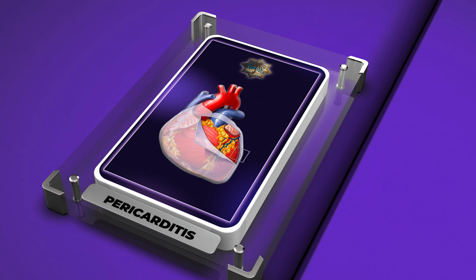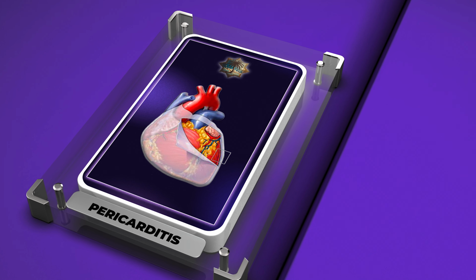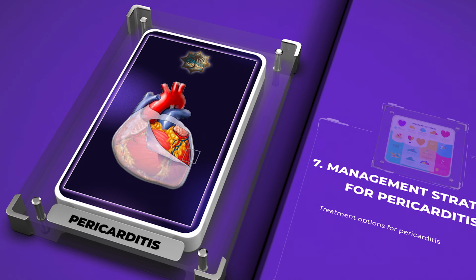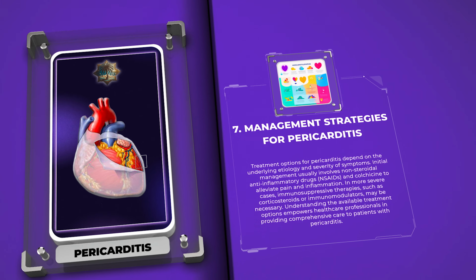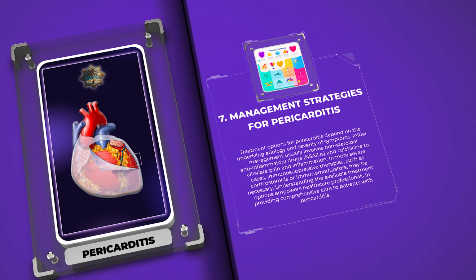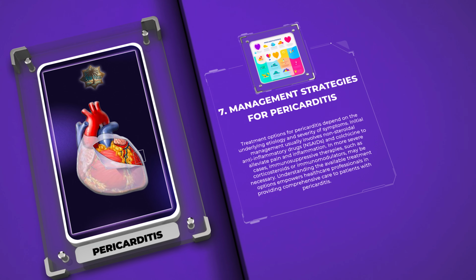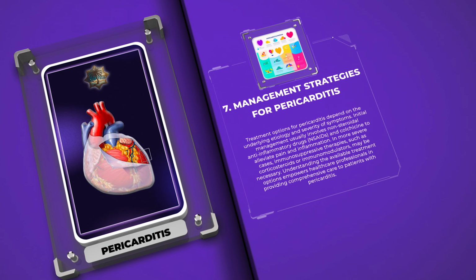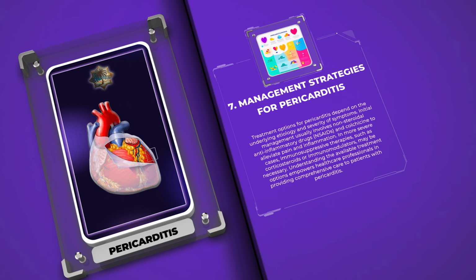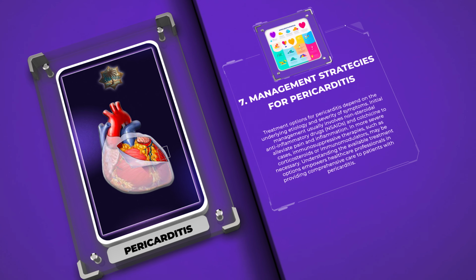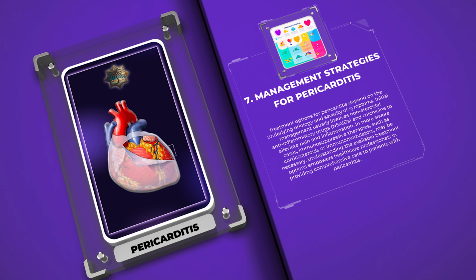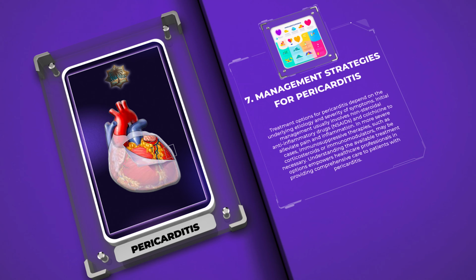Treatment options for pericarditis depend on the underlying etiology and severity of symptoms. Initial management usually involves nonsteroidal anti-inflammatory drugs, NSAIDs, and colchicine to alleviate pain and inflammation. In more severe cases, immunosuppressive therapies, such as corticosteroids or immunomodulators, may be necessary. Understanding the available treatment options empowers healthcare professionals in providing comprehensive care to patients with pericarditis.